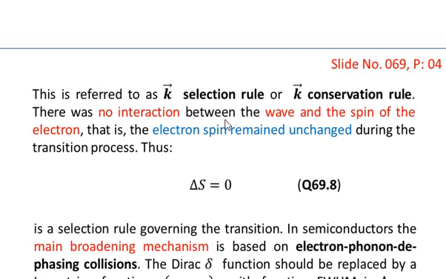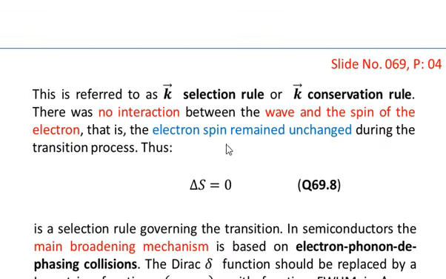There are no interactions between the wave and the spin of the electron. So you see that during the interaction, when we move the electron from the valence band to the conduction band, the electron would not interact with the spin of the system. That is, the wave will not interact. It means that the spin of the electron would not change when the transition occurs, so the spin of the electron in the valence band will be the same as the spin of the electron in the conduction band.